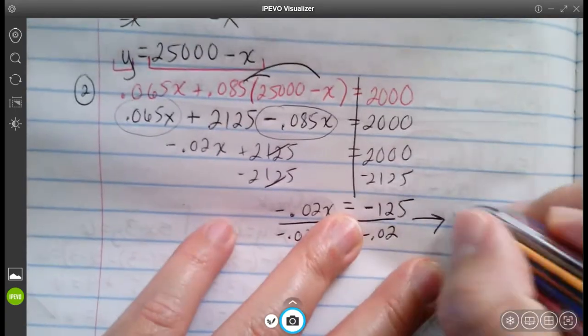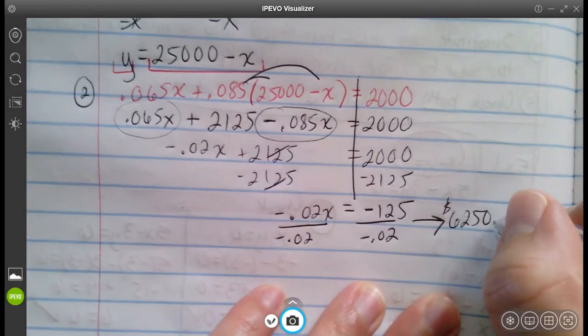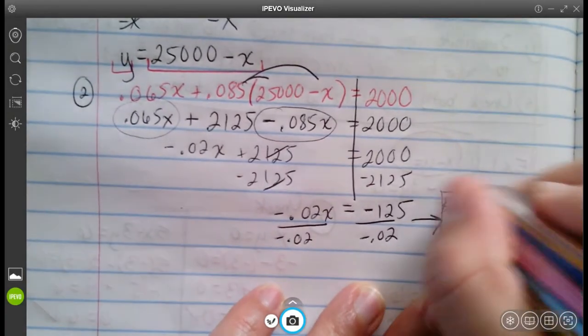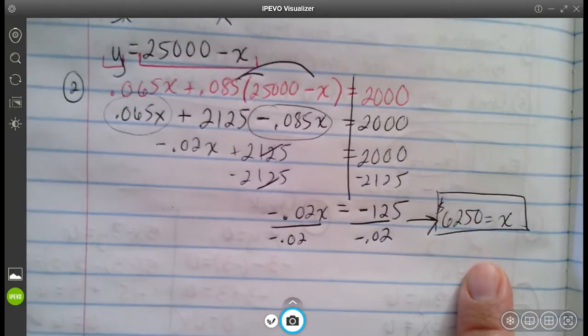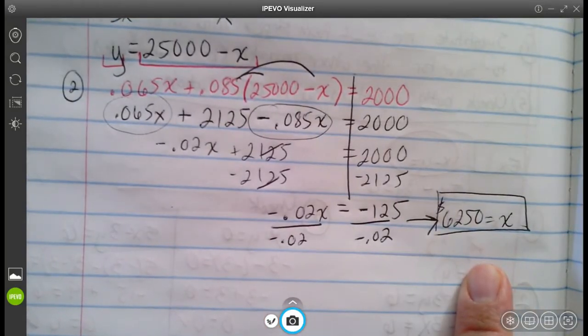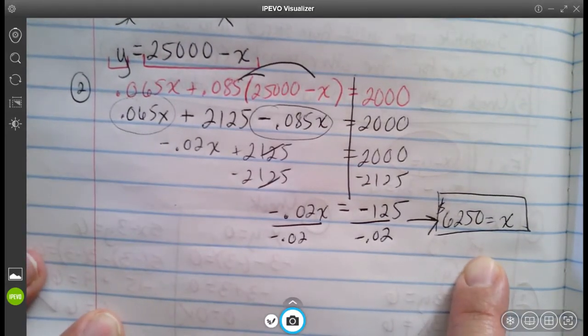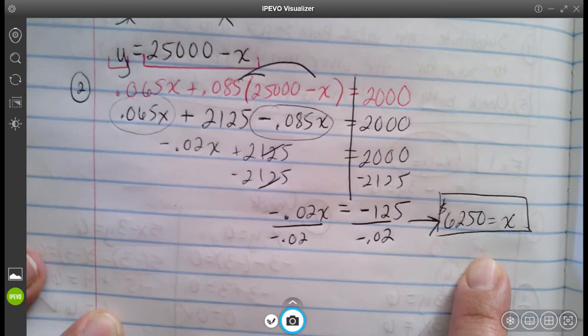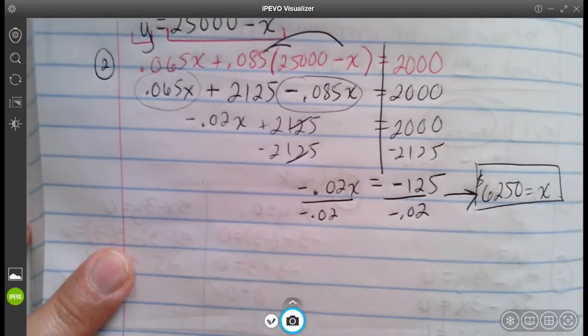I'm getting $6,250. So this is going to be equal to x. In other words, that's one of the investments of this rate. The one that was invested at 0.065 is $6,250. Okay, we're going to go ahead and do the next part.